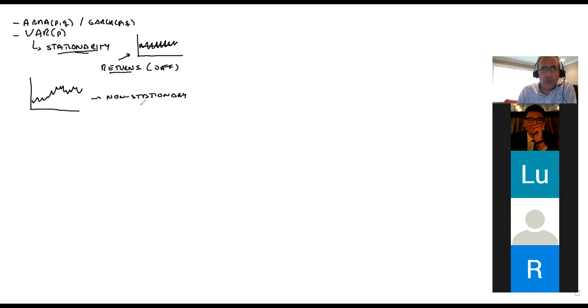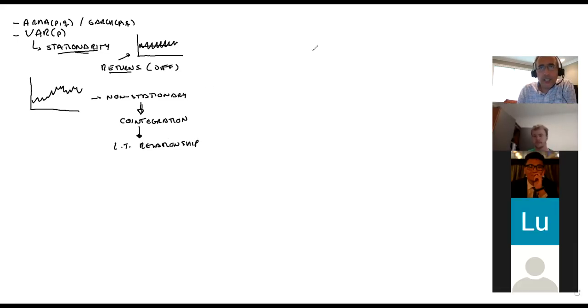And that's the question of cointegration. So what is cointegration, guys? Cointegration is simply a long-term relationship. And what is very important for you to understand is that this long-term relationship comes from theory, guys. It comes from knowledge of what you are talking about.